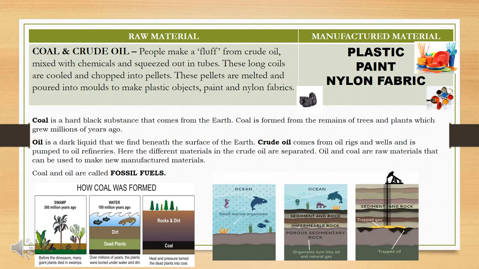Coal is a hard black substance that comes from the earth. Coal is formed from the remains of trees and plants which grew millions of years ago. Oil is a dark liquid that we find beneath the surface of the earth. Crude oil comes from oil rigs and wells and is pumped to oil refineries. Here, the different materials in crude oil are separated. Oil and coal are raw materials that can be used to make new manufactured materials. Coal and oil are called fossil fuels. Look at the diagrams at the bottom carefully to help you better understand.